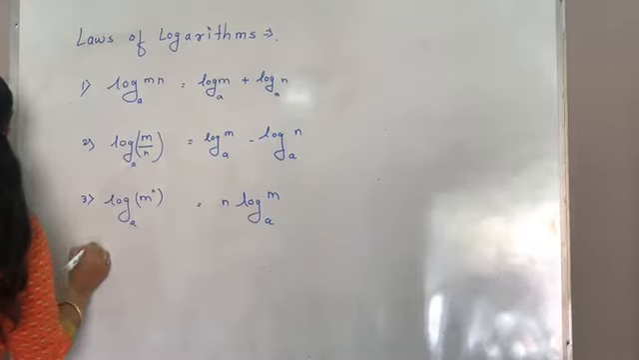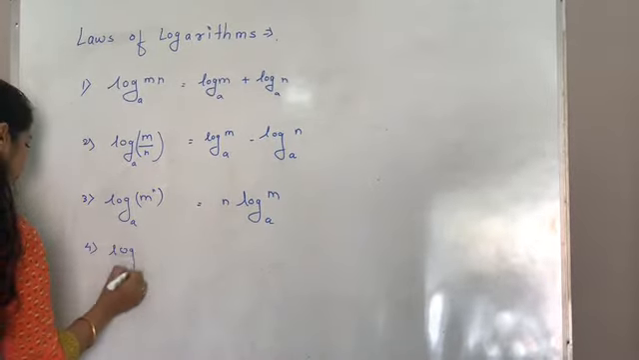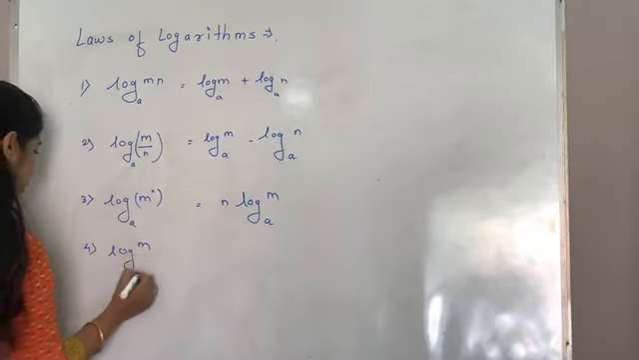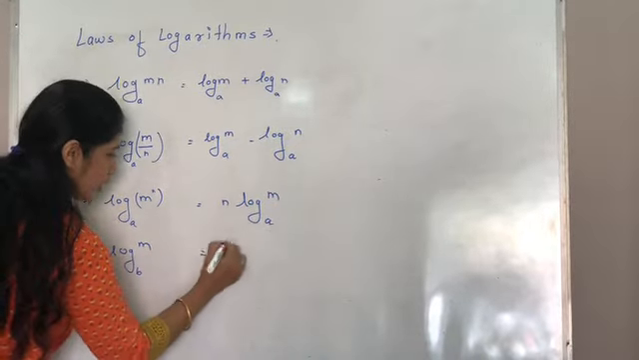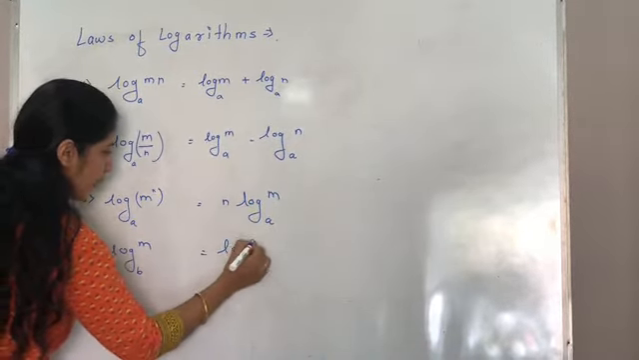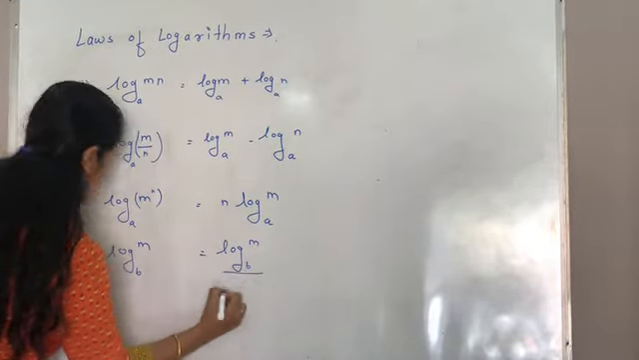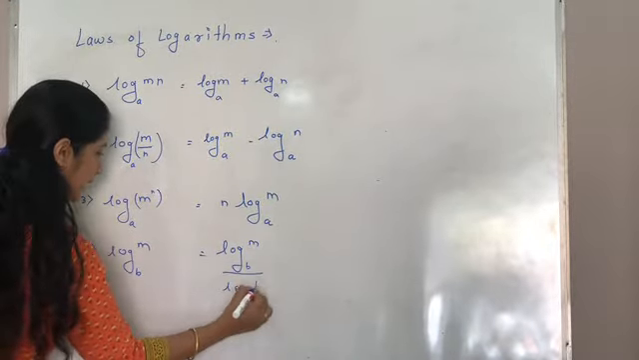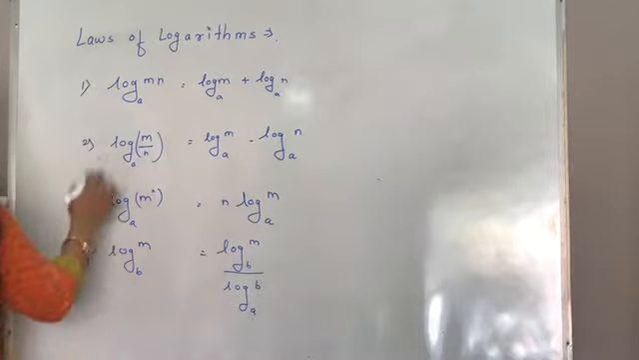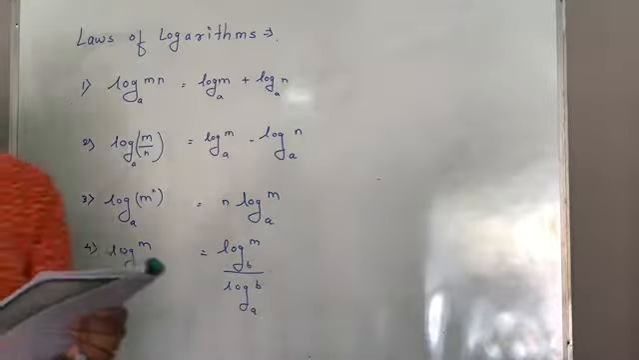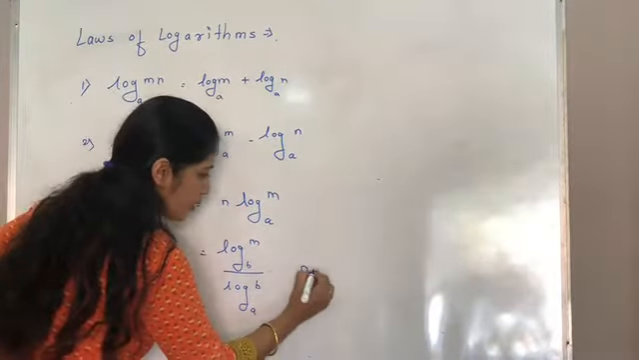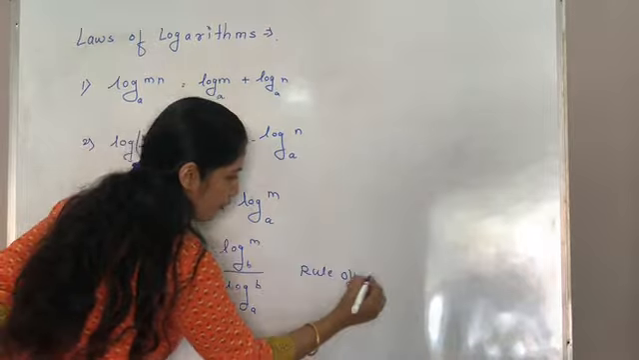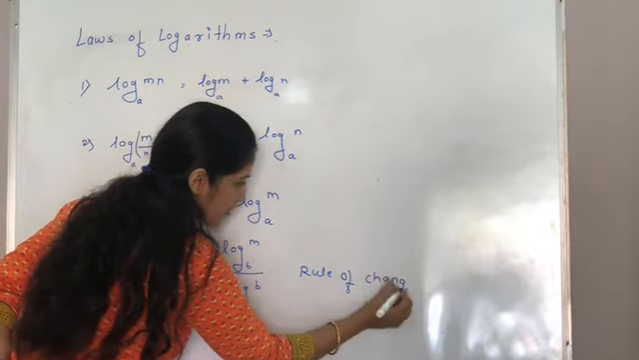And the next one is log of m to the base b. That is not a regular base. So how to write this? Log of m to the base b divided by log of b to the base a. See, these are all the formulas, or we can say the rules. This rule is called the rule of change of base.